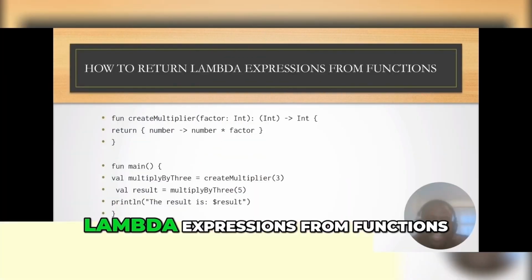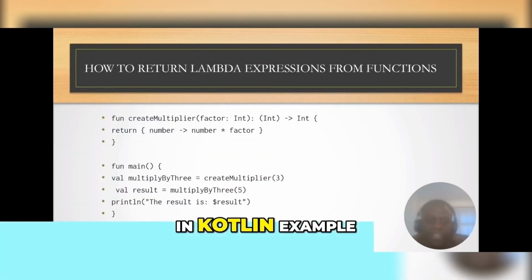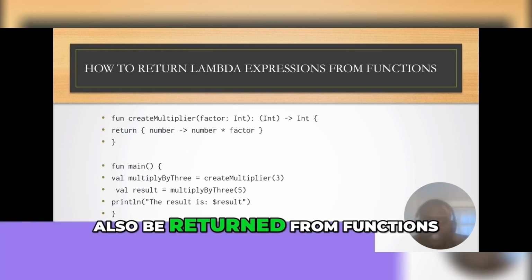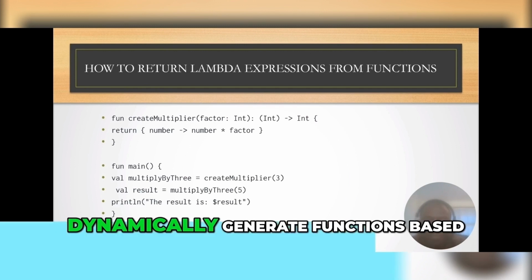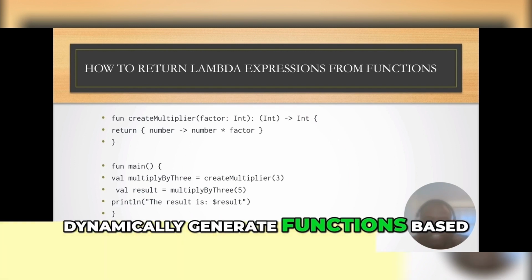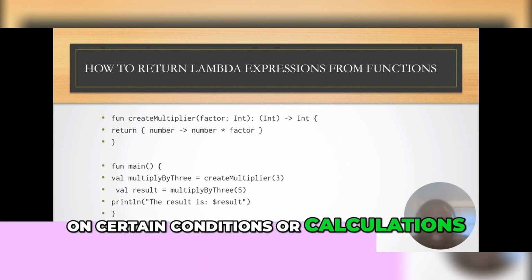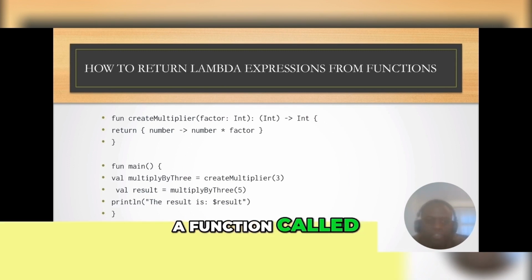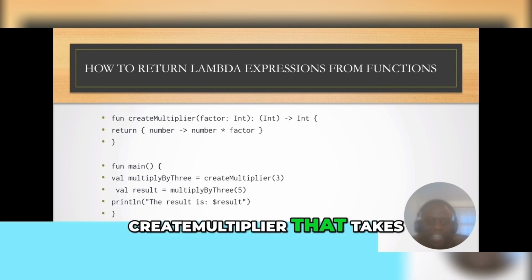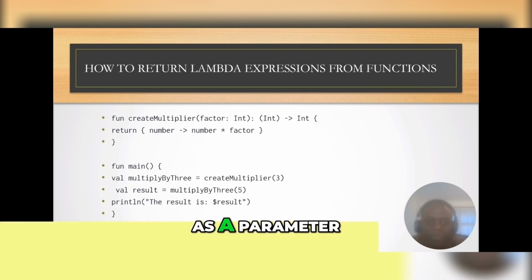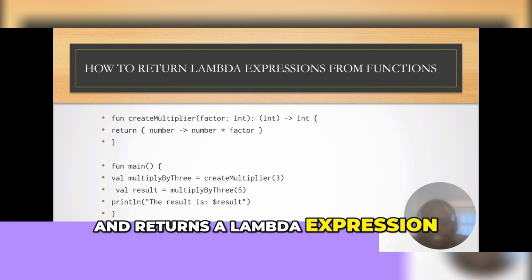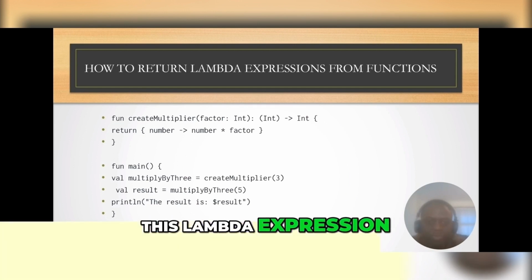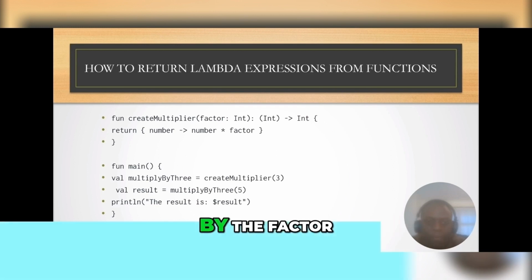How to return lambda expressions from functions in Kotlin example. Lambda expressions can also be returned from functions, allowing you to dynamically generate functions based on certain conditions or calculations. Here's an example. In this example, we have a function called createMultiplier that takes an integer factor as a parameter and returns a lambda expression Int -> Int. This lambda expression multiplies the input number by the factor.